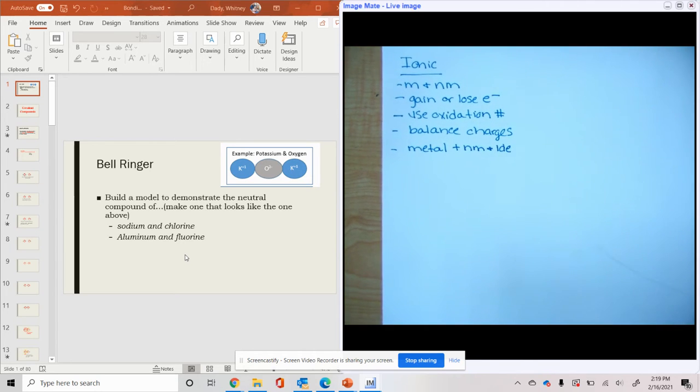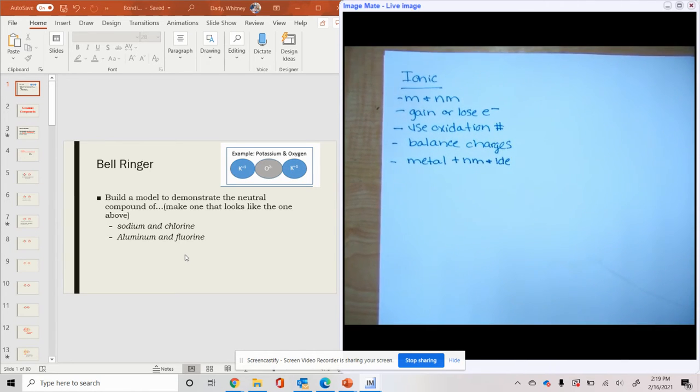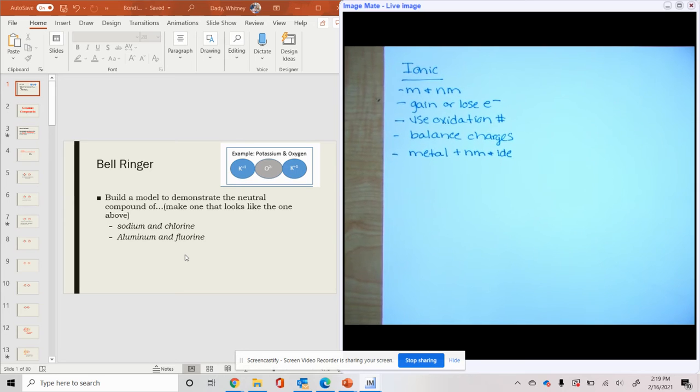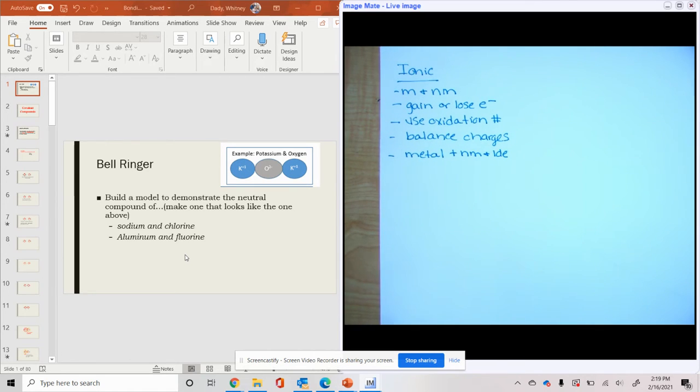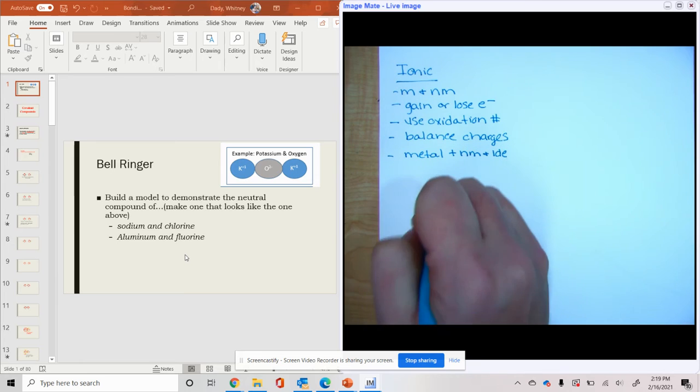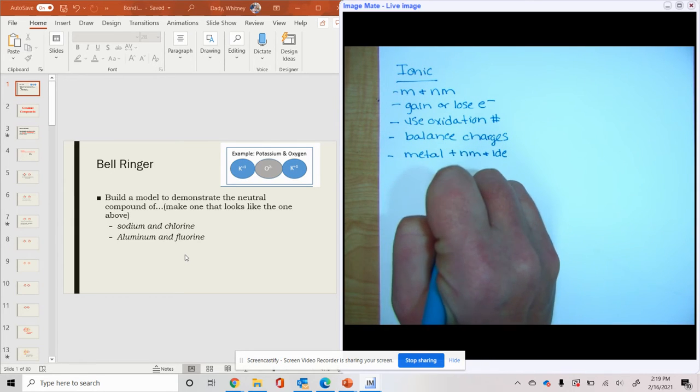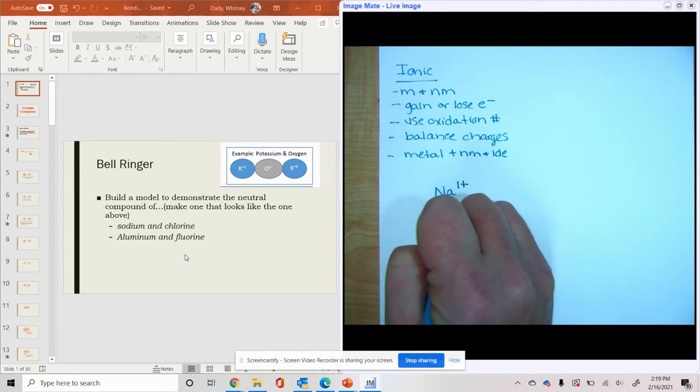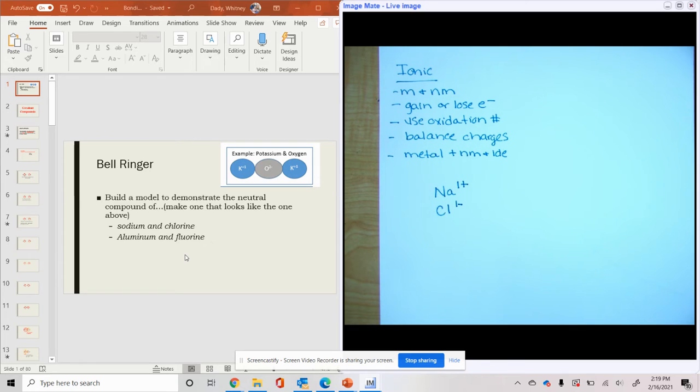And so let's look at a few of these real quick, just to see what I have. The first one I'm going to look at is sodium and chlorine. If you look at your periodic table, you can see that sodium has a 1 plus charge, chlorine has a 1 minus charge. Are these balanced? Yes, they're balanced.